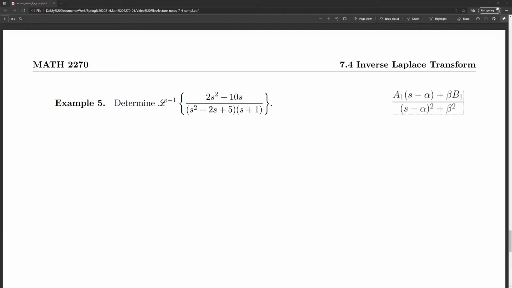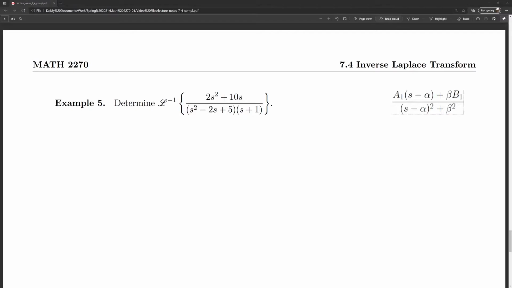Determine the inverse Laplace of the expression (2s squared plus 10s) over (s squared minus 2s plus 5) times (s plus 1). Now, we want to write the denominator as a product of factors, and preferably every factor is of the form s plus or minus a constant. So here we have s squared minus 2s plus 5. And the first thing that we should try is to see, can we factor this any further? And the answer is no.